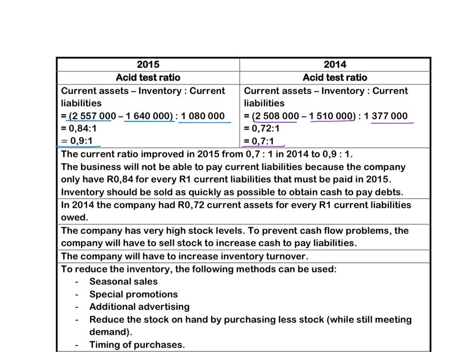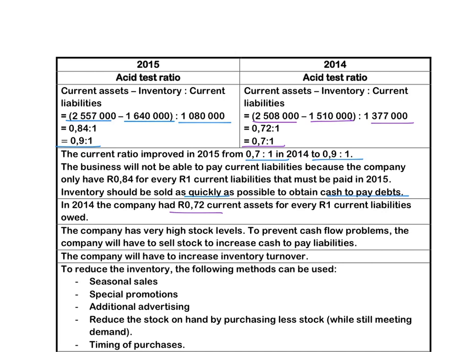So although it improved from 2014 to 2015, you will still not be able to pay for the current debts, and you will have to sell inventory very quickly to obtain cash so that you will be able to pay for your debts. In 2014, it was 72 cents, so they didn't have enough money to pay the current liabilities, and the company has very high stock levels.